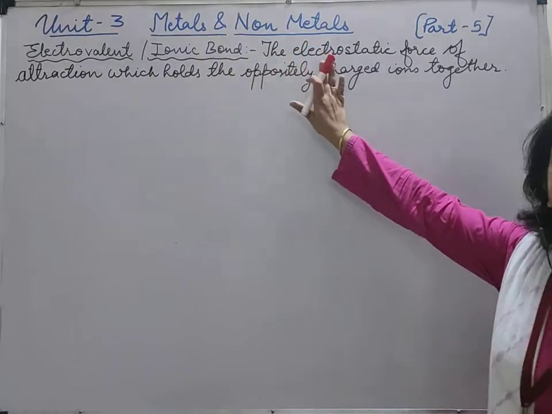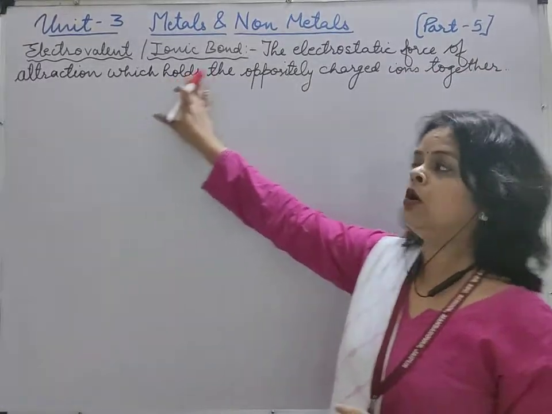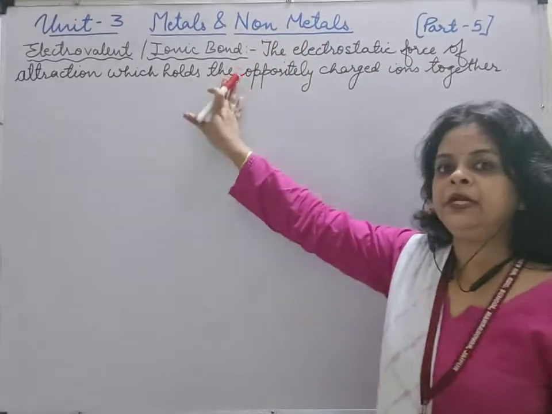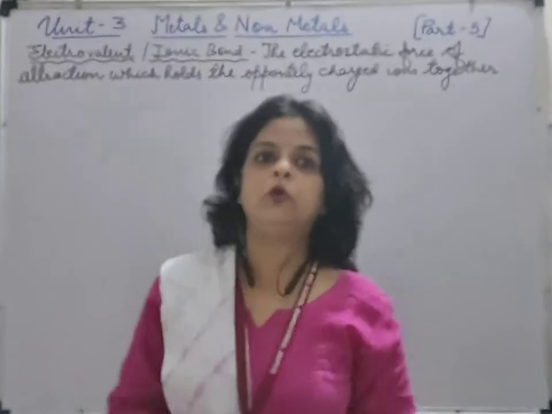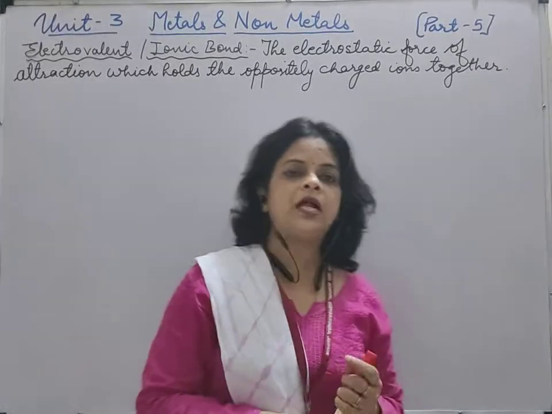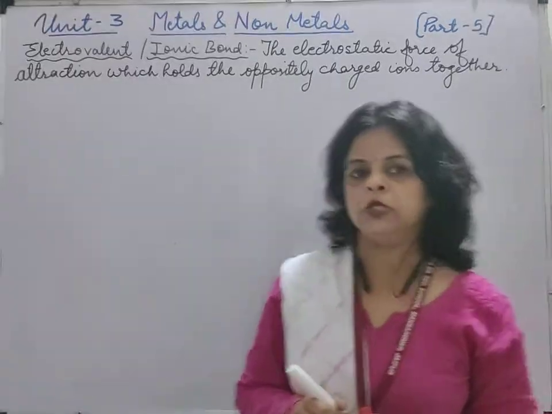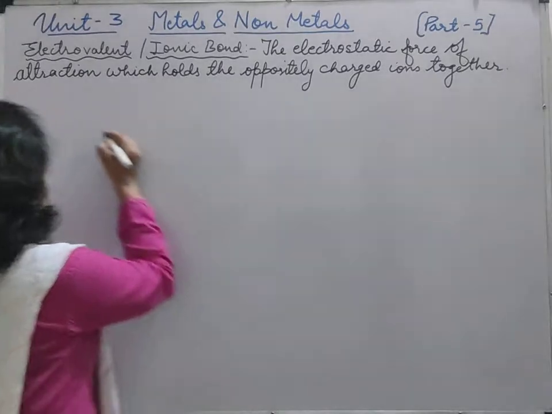Ionic bond: it is the electrostatic force of attraction which holds the oppositely charged ions together. To elaborate this definition, first we will go again over the meaning of metals and non-metals. When we started this chapter, we had discussed what metals are. So I'll write that again over here.